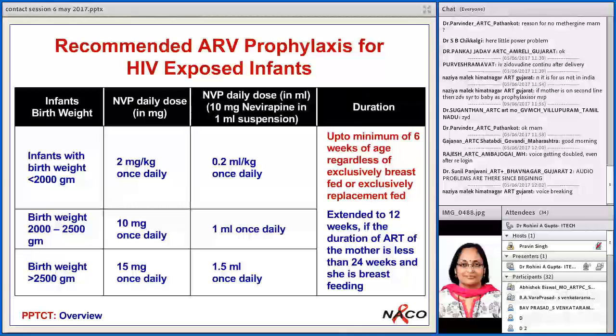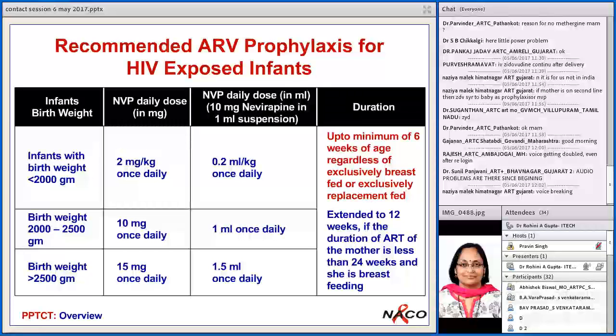What are the ART prophylaxis according to NACO guidelines? Nevirapine is given as a single dose, and these are the doses of syrup nevirapine. All of us are using this syrup nevirapine prophylaxis. All babies born to HIV infected mothers are given 6 weeks of nevirapine prophylaxis once a day.